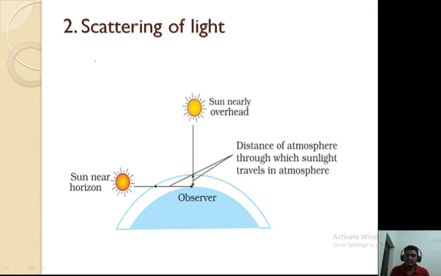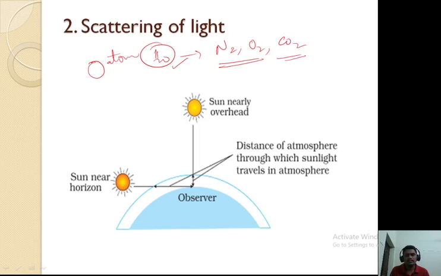Actually, what is scattering? When we discuss it at the atomic and molecular level, let us take an atom or molecule, H2O, in the atmosphere. The atmosphere contains nitrogen and oxygen. The major amount of gases are nitrogen and oxygen, and also water vapor, carbon dioxide, etc. So 78% of the atmosphere is nitrogen, and the rest is mostly oxygen.